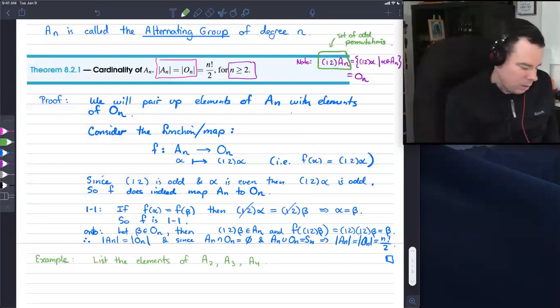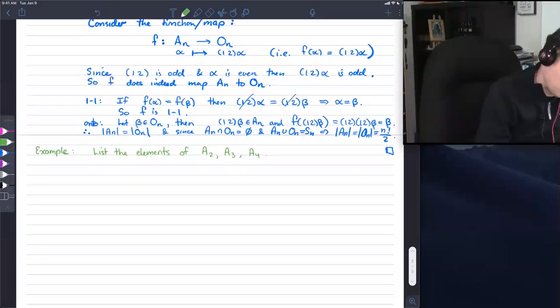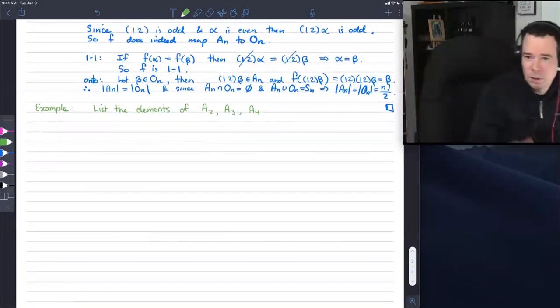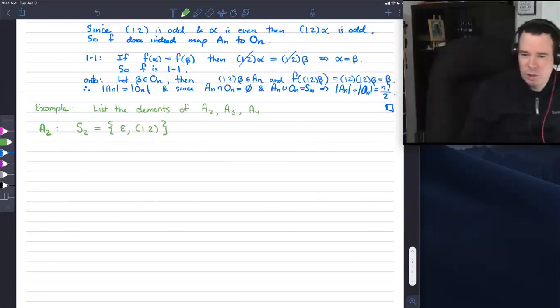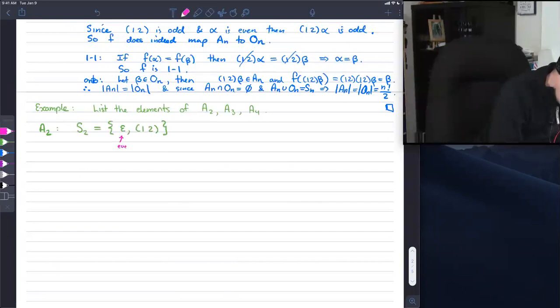In order to get to that, we're just going to get familiar with what even permutations look like. And to do that, we're just going to go through a bunch of examples. So list the elements of A2, A3, A4, just so we know what they look like. So A2, one way to do this is to list all of S2 first, which there's only 2 permutations on 2 objects, the identity and the swap of the 2. And then we identify which ones are even. That's even, that's odd, and so that means that A sub 2 is just the set of the even ones, so it's just the identity.